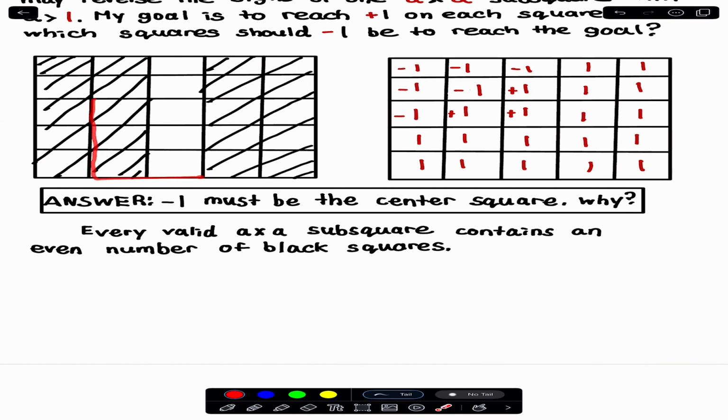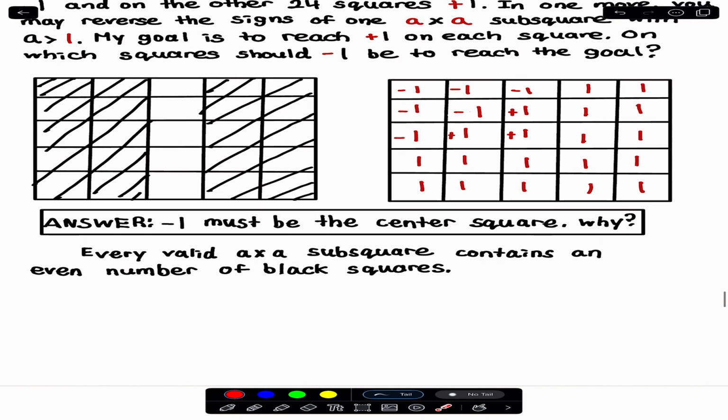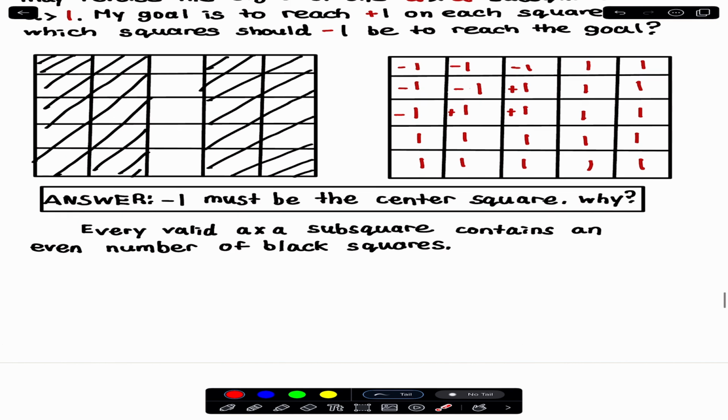So let's say if I were to choose maybe this 3 by 3 subsquare, you can see we have 6 black squares, 3 white squares. If I chose this 2 by 2, we have 2 black squares, 2 white squares. If I chose this 2 by 2, that's 4 black squares. So basically, we have an even number of black squares every single time. Pretty cool.